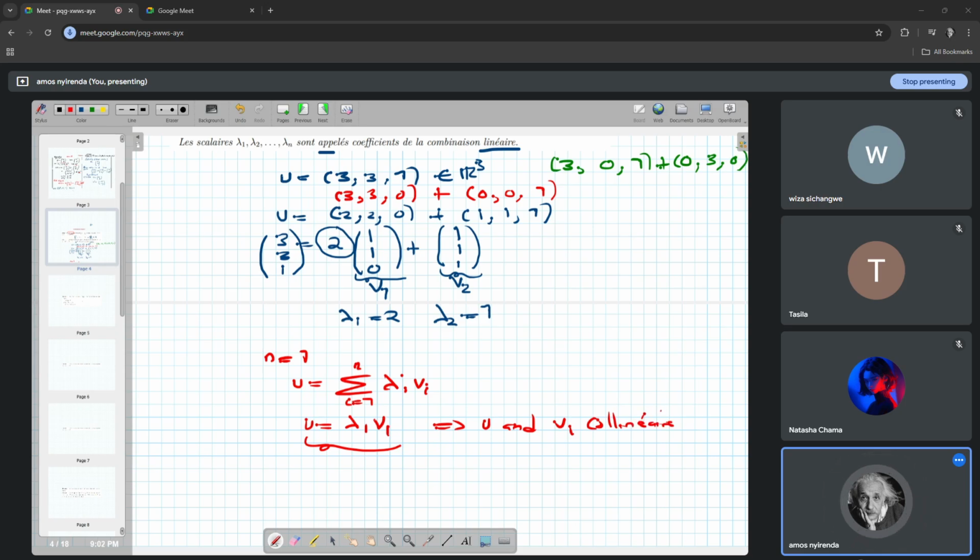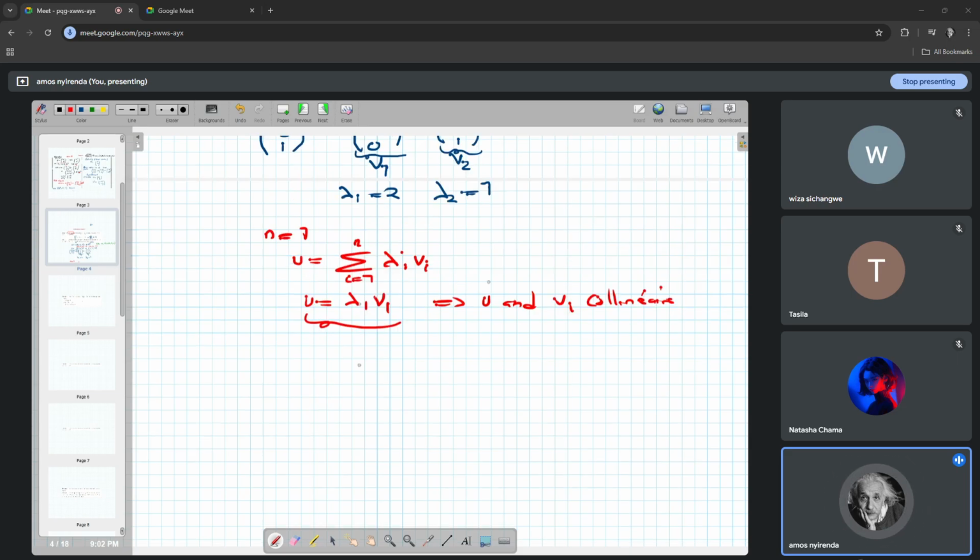And of course, I'm sure the spelling might be wrong, but at least you can hear what I'm saying. So if n is equal to 1, then the vectors u and v1 are going to be collinear.